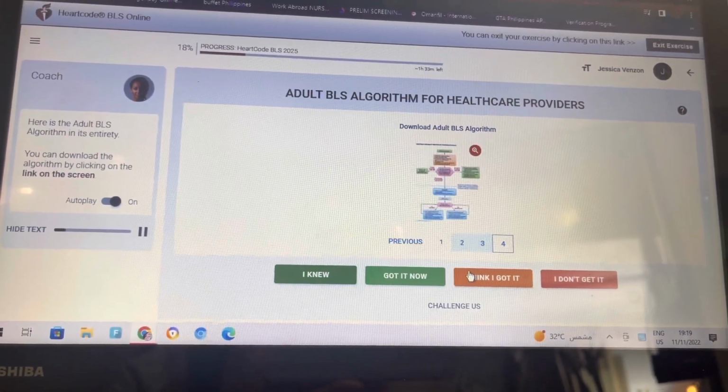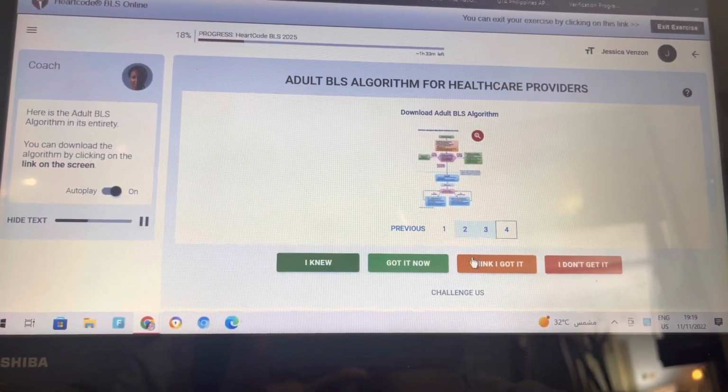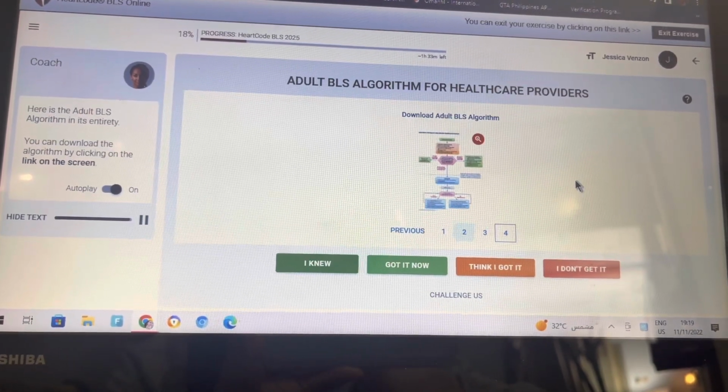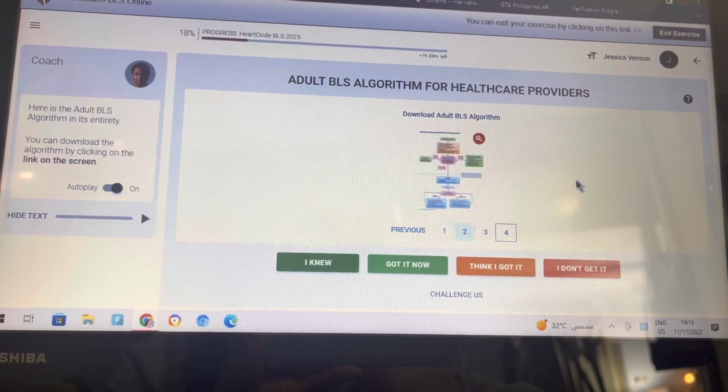Here is the adult BLS algorithm in its entirety. You can download the algorithm by clicking on the link on the screen.